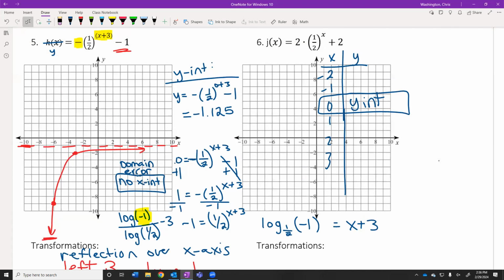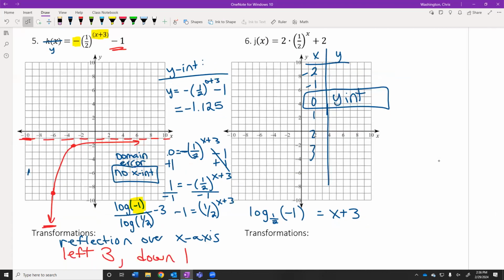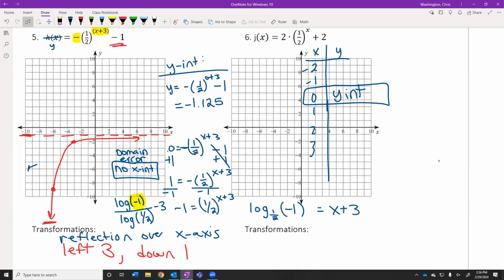So if we do look at number 5, is it ever going to cross the x-axis? No. So on your classwork today, if you have already graphed it and you look at that graph and you're like, there's no way it's going to cross the x-axis, do you need to do all of this work? No, you don't. Just write no x-intercept because it literally does not cross the x-axis.